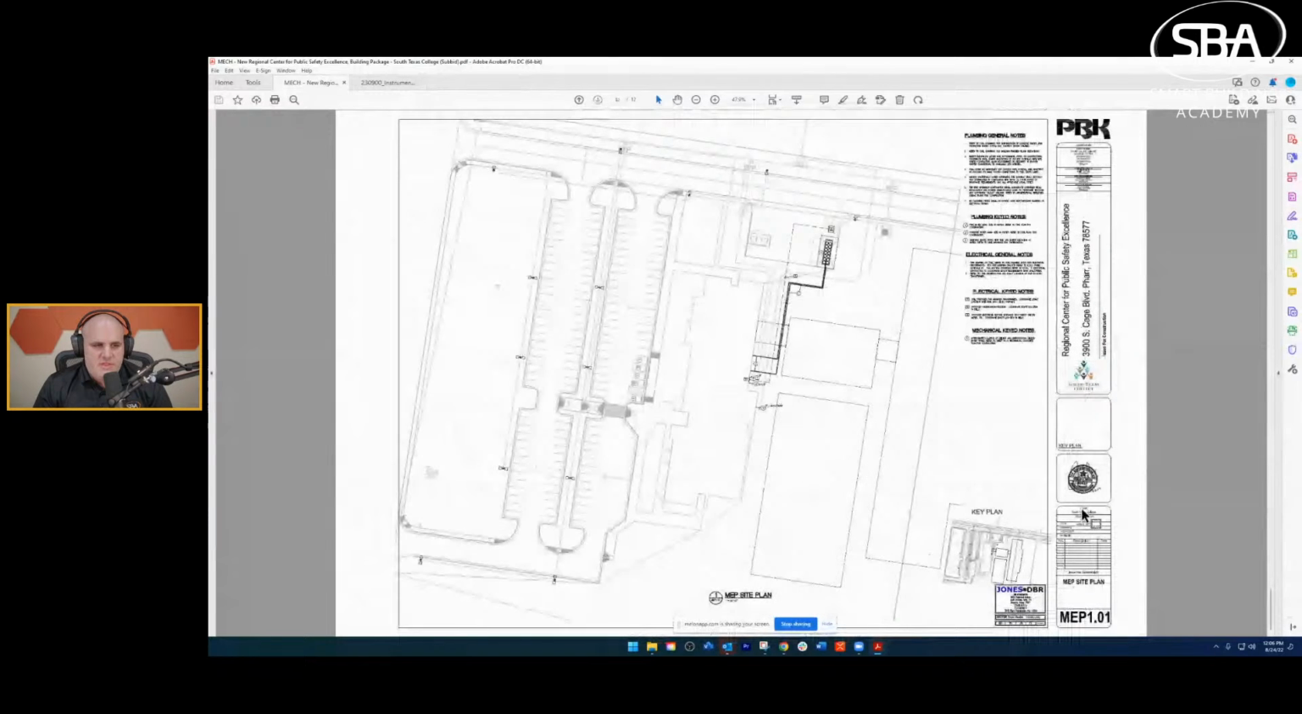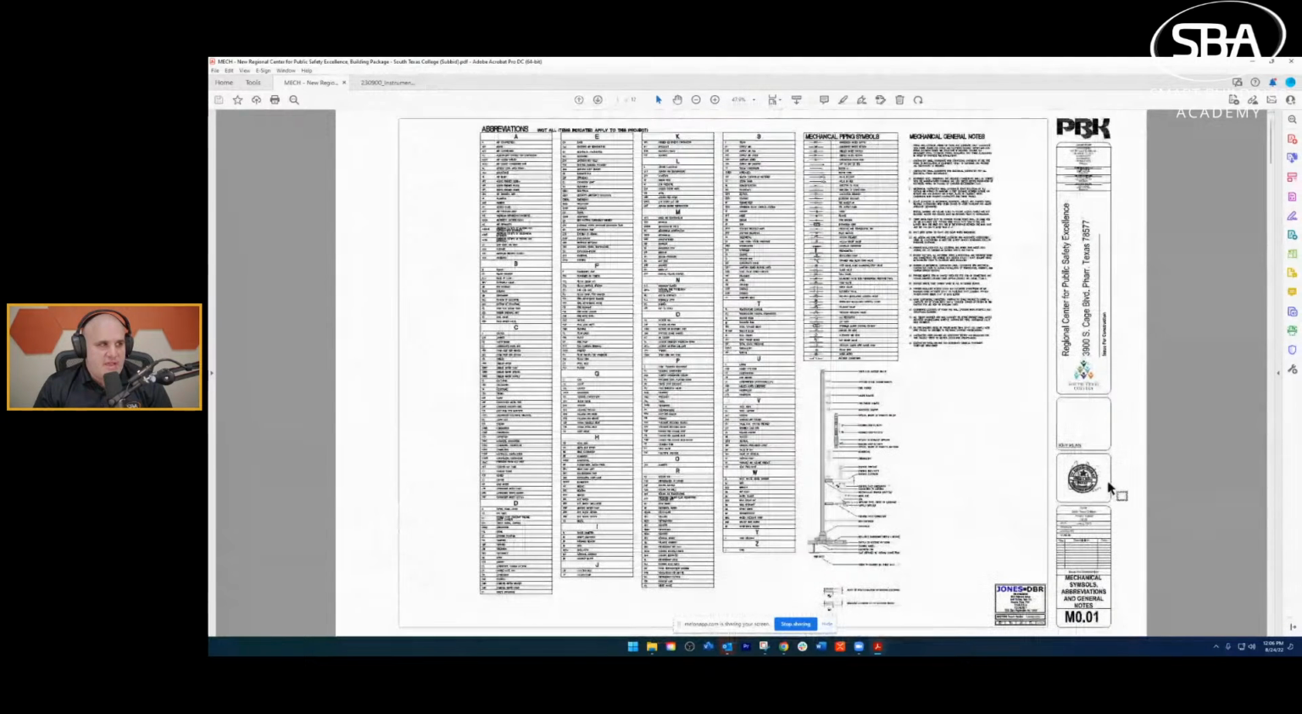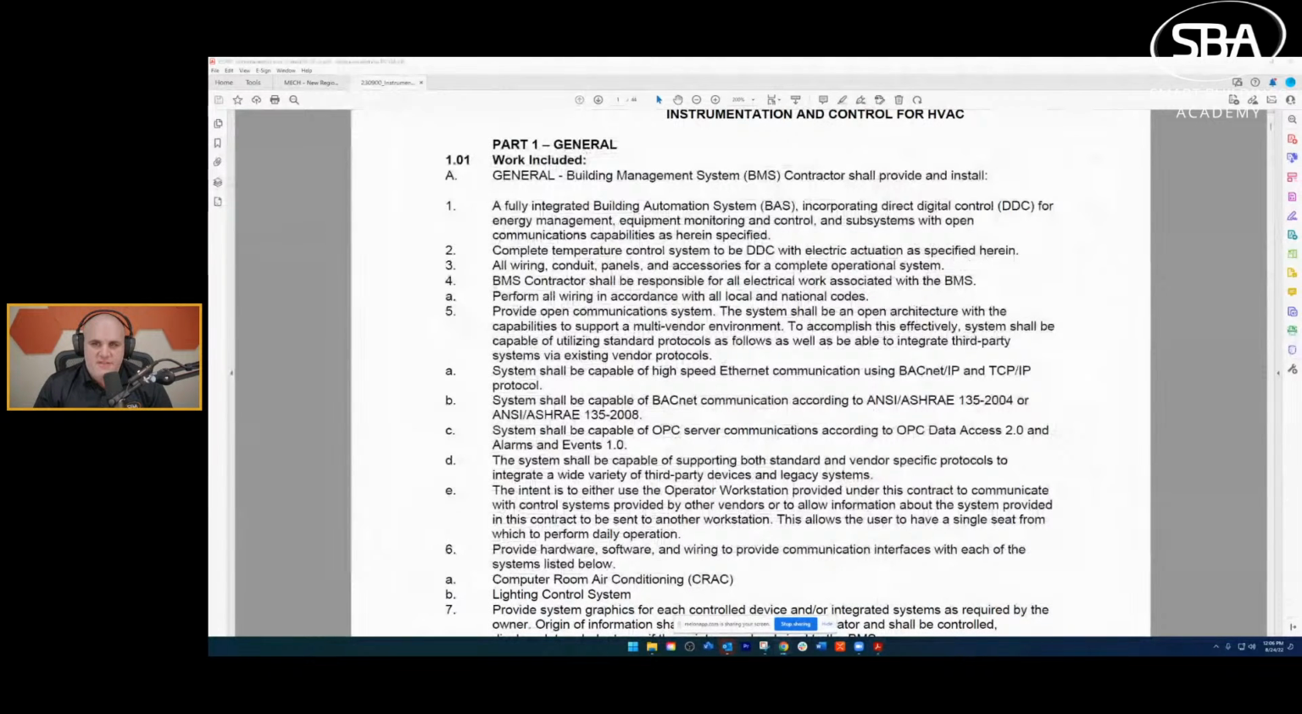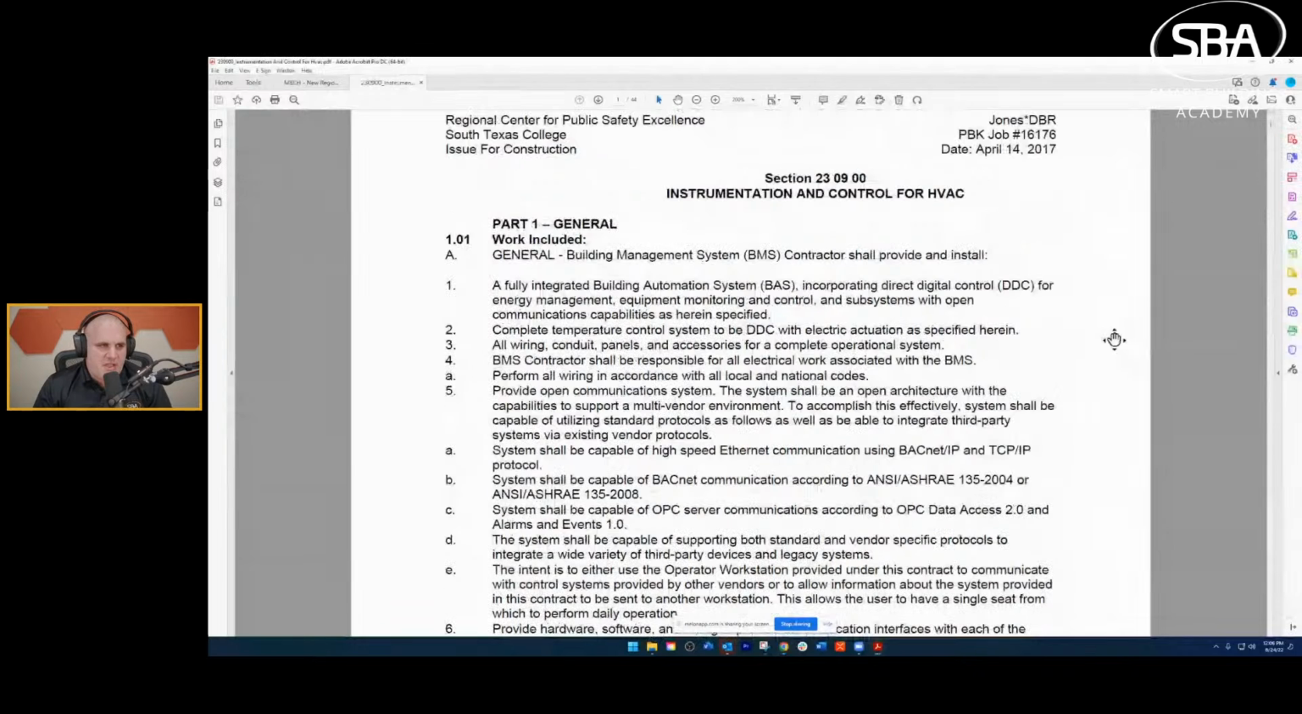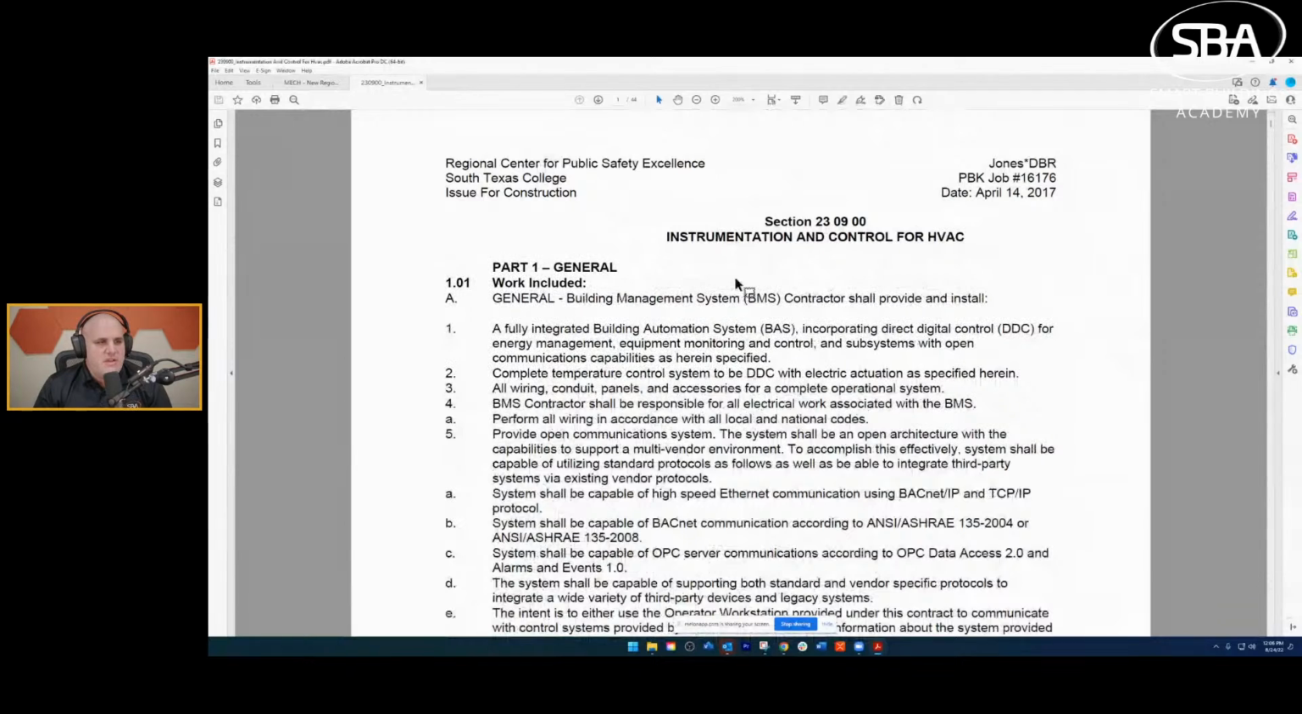Okay. Now let's take a second and look at specs, and then we'll dive deep into each one of these documents. Let me just see if anybody has any questions thus far. No, we are good. So specification, this is based on CSI master format. You can tell this is the more current spec standard because we're Div 23, Division 23, Section 0900.